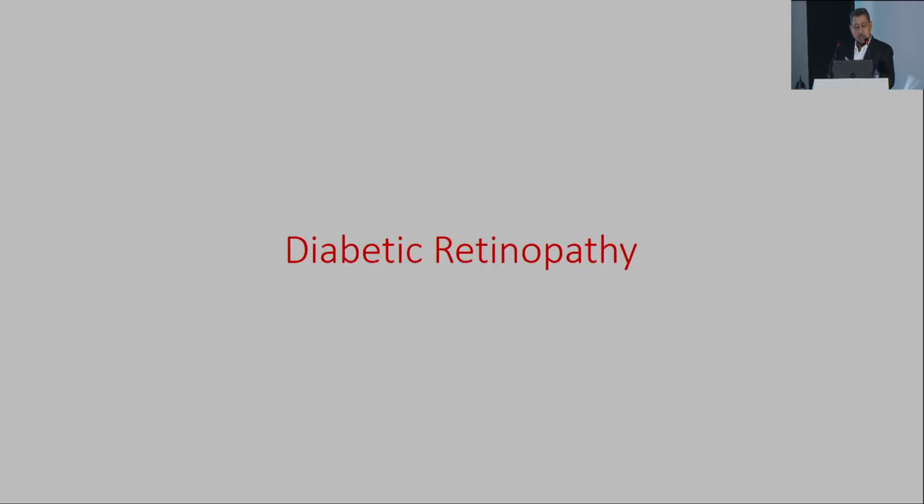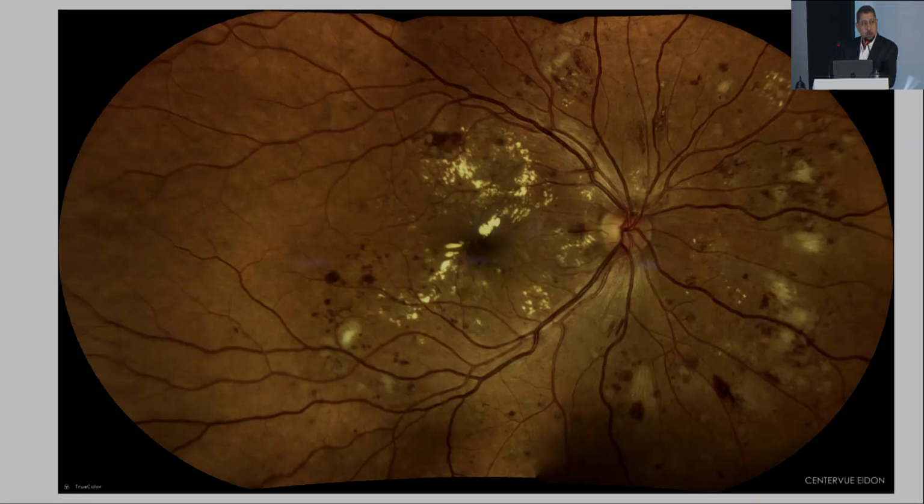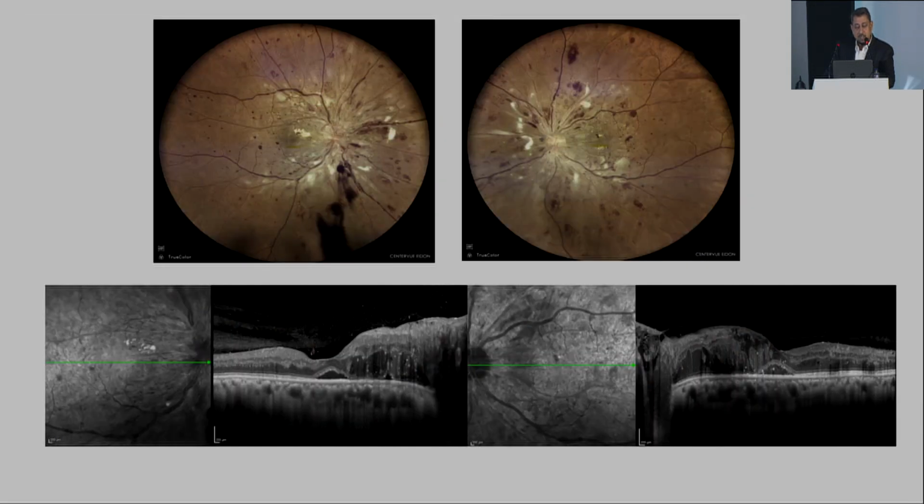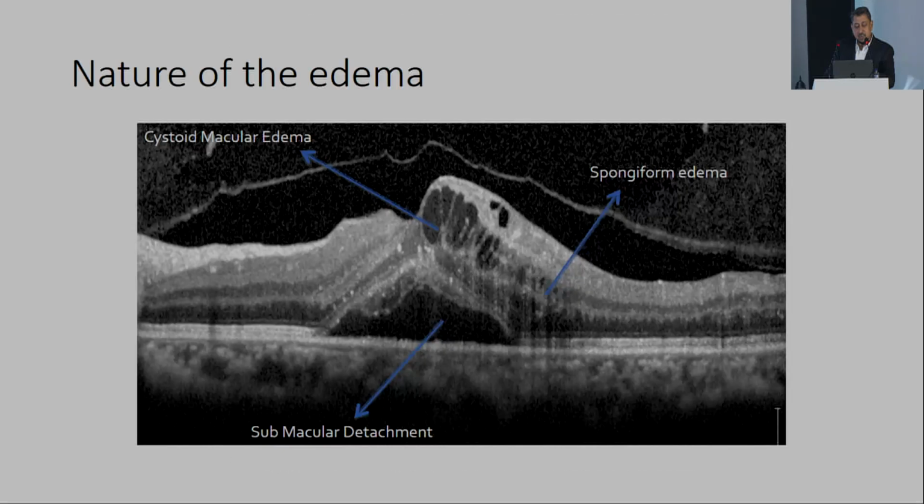I'm just skipping. Diabetic retinopathy, you know absolutely everything about it. This is a typical wide field. This is not an ultra wide, it's a wide field picture. It captures everything. This is an ultra wide field picture. It captures everything, but it's hard to interpret sometimes. A typical picture of DME with the typical features: submacular detachment, spongiform edema, cystoid macular edema. Your three edemas that you have to deal with.